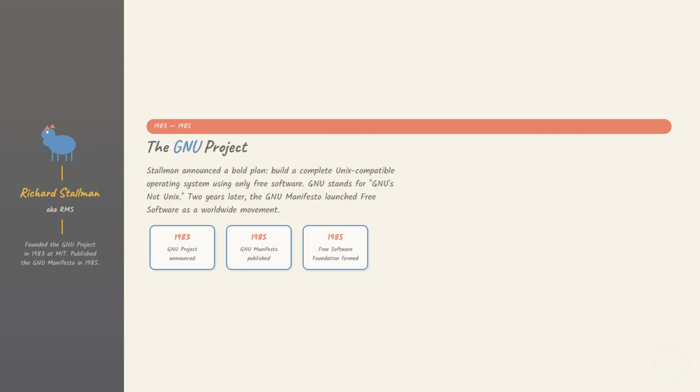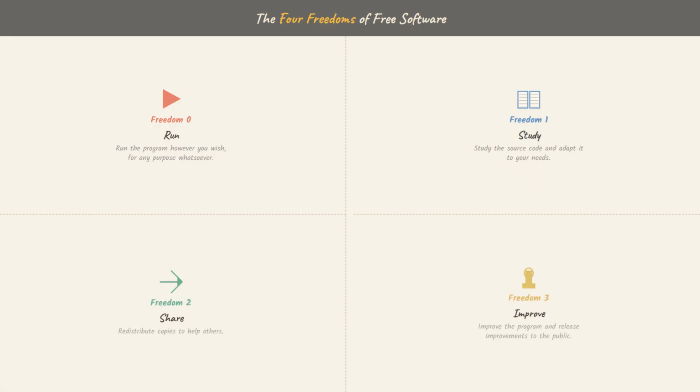The heart of free software is defined by 4 freedoms, and in classic programmer style, they start counting from 0. Freedom 0. The freedom to run the program however you wish for any purpose whatsoever. No one can tell you what you can or cannot use it for. Freedom 1. The freedom to study the source code and adapt it to your needs. This means the code must be available. You can learn from it, fix bugs, or add features.